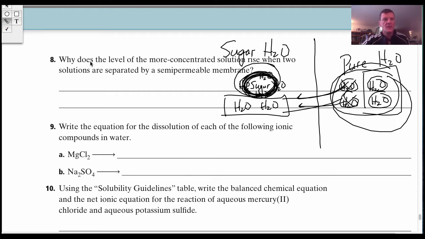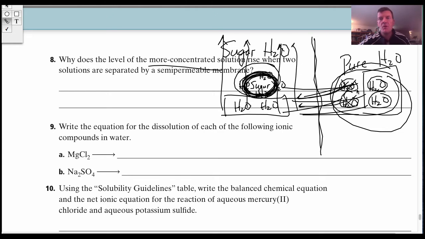So the level of the more concentrated solution rises. As you have this semi-permeable membrane, more and more water is going to come onto this side, and the solution level is going to go up over here. It's going to get more and more of the water coming on that side. That's why the level of that solution is going to go up.